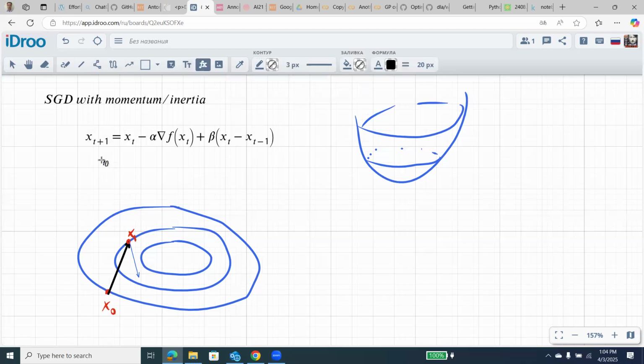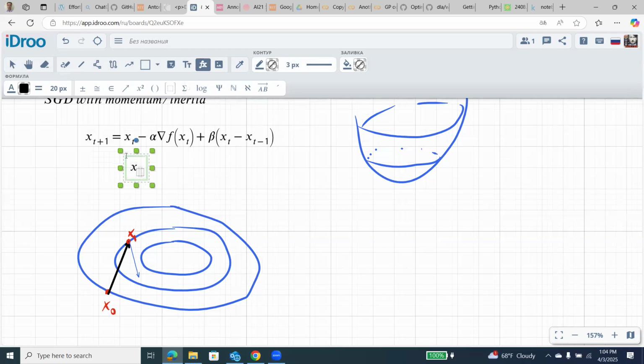Now let's look at our algorithm. So x1 was obtained from x0 by subtracting learning rate times gradient at x0. For nabla f, I will use just g notation. Then we calculate x2, which is x1 minus alpha times gradient, plus beta times (x1 minus x0).